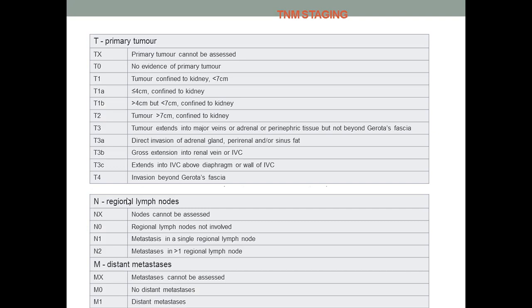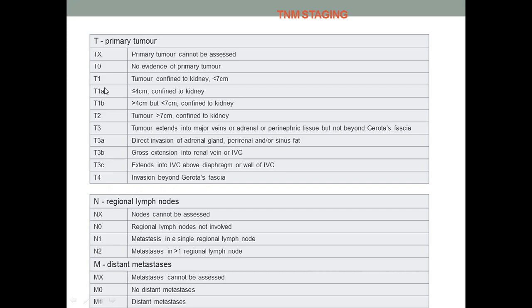This is one of the TNM classifications we can see here. First of all, start like that. T1 is a tumor less than 7 centimeters. T2 is a tumor more than 7 centimeters but confined to the kidney. T3 is a tumor going outside the kidney. It involves the veins, adrenals, or perinephric tissue. T4 means beyond Gerota's fascia.